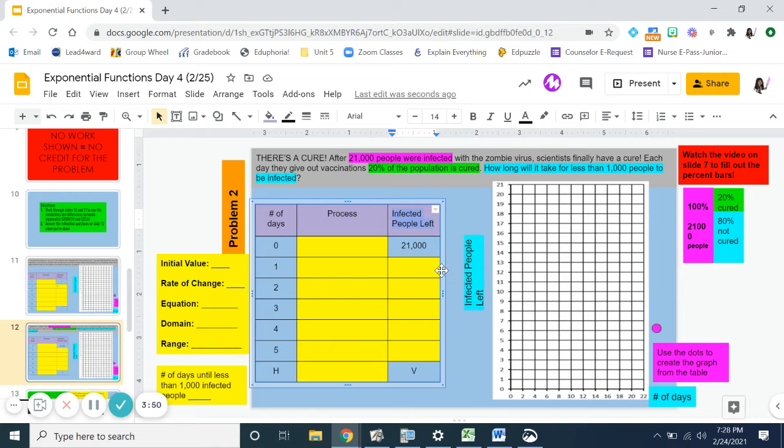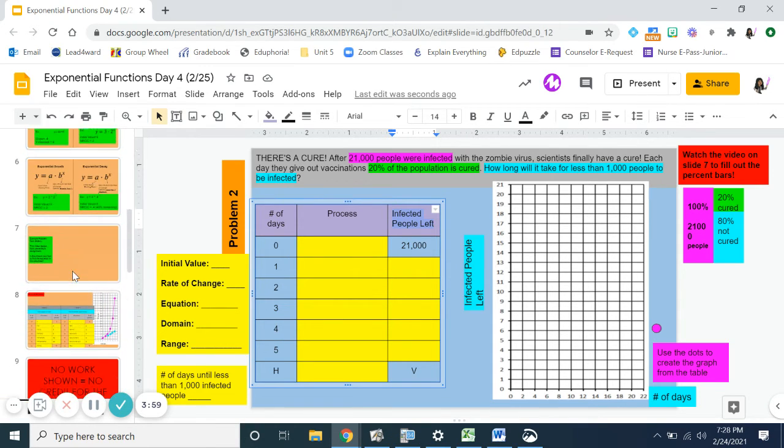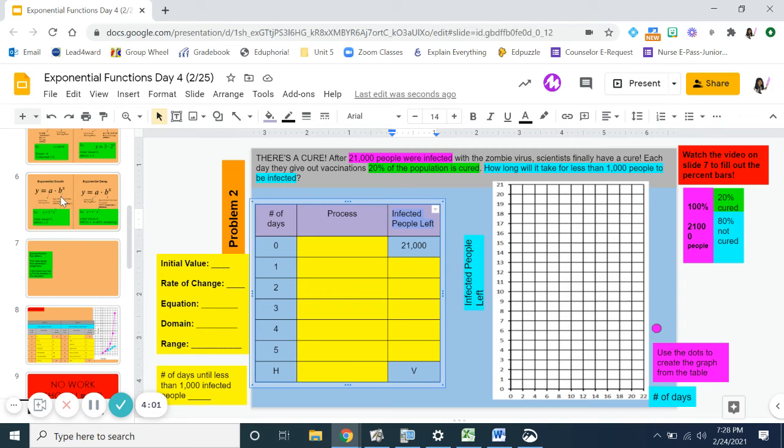So let's talk about the parts of the equation so that way we can fill out our table and our graph, okay? So if you don't remember the parts of your exponential equation, you can go to slide 6.